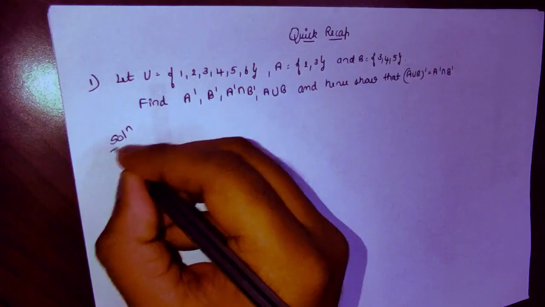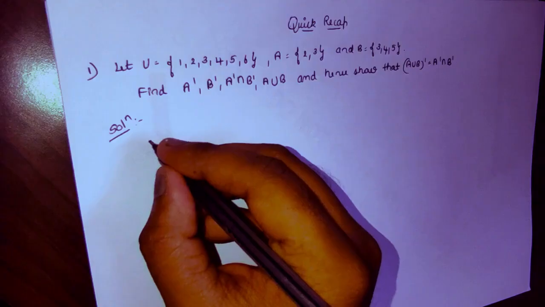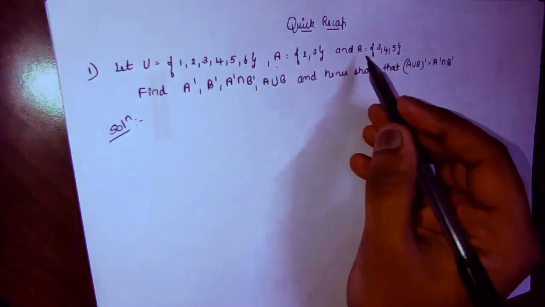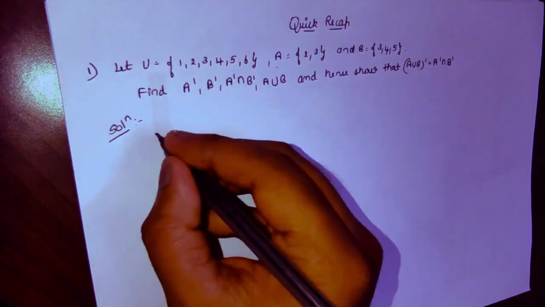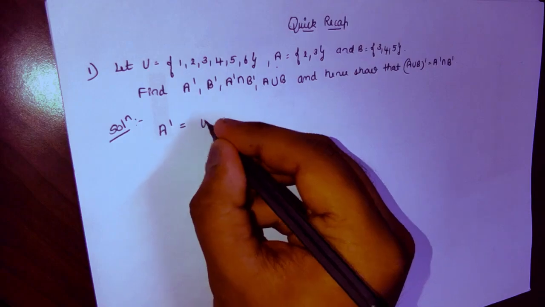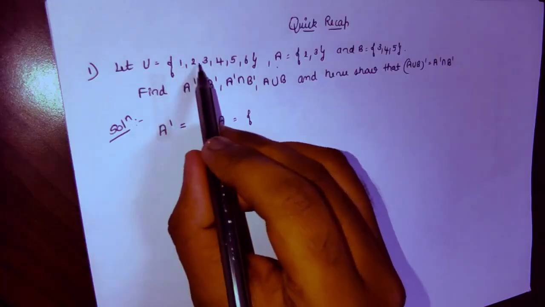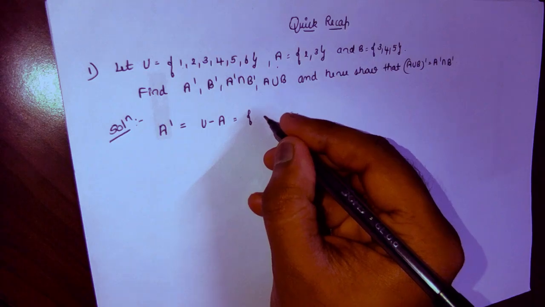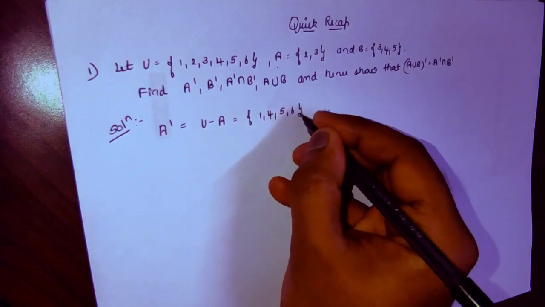Now we will see how to solve this question. Here they have given a universal set, a set A, and a set B. First let us find A dash. A dash is the universal set minus A, so 1, 2 and 3 are common in A, so remove that. Whatever else is there in the universal set is the answer: 1, 4, 5 and 6.